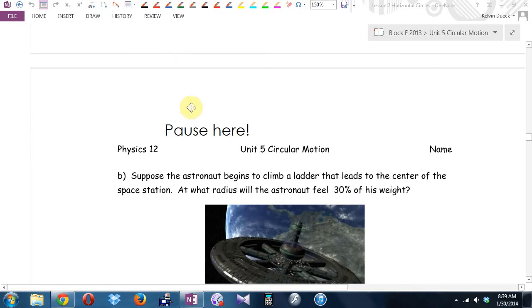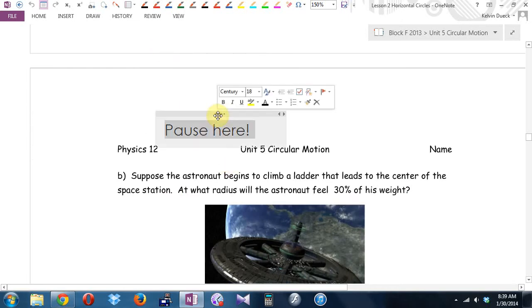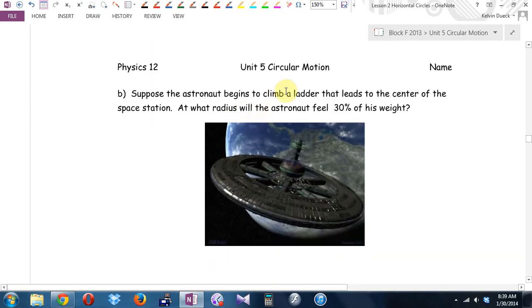So suppose the astronaut begins to climb a ladder that leads to the center of the space station. At what radius will the astronaut feel 30% of his weight? This question's asking for a radius, but we're still going to start out by saying, hey, there is a force pushing him towards the center. We're still going to start out actually with the same equation we started out with in part A. We're going to say it's the normal force that's pushing him in a circle.